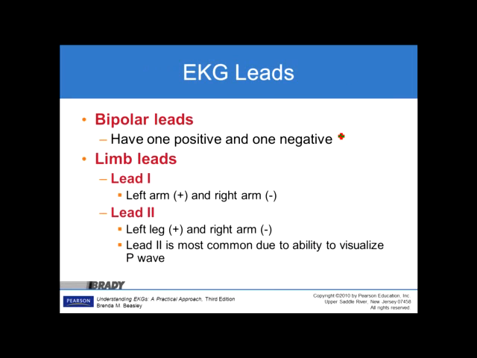The limb leads. Lead 1, left arm and right arm. The left arm is positive and the right arm is negative. In lead 2, the left leg is positive and the right arm is negative. Lead 2 is most common due to its ability to visualize the P wave. It also looks at the normal way that the electricity should travel through the heart. So we get our best look at the electricity traveling through the heart, if it's headed in the right direction, by looking at lead 2.